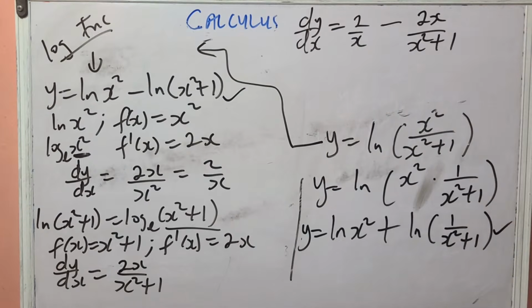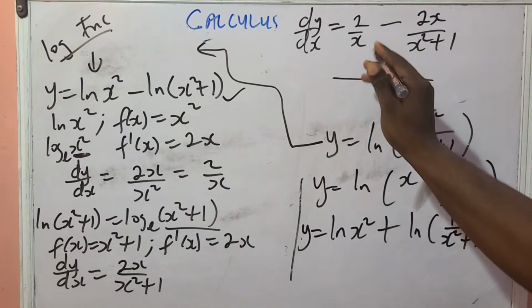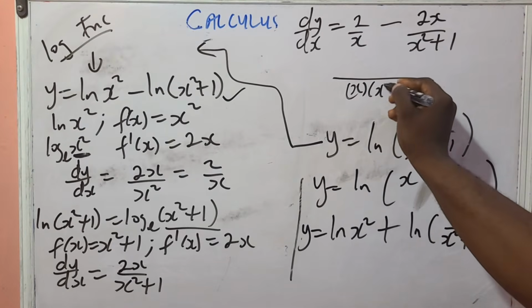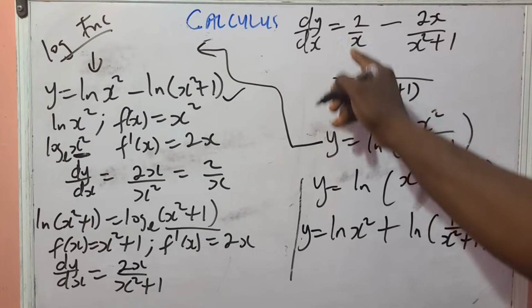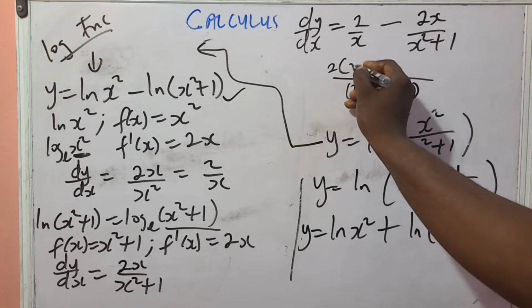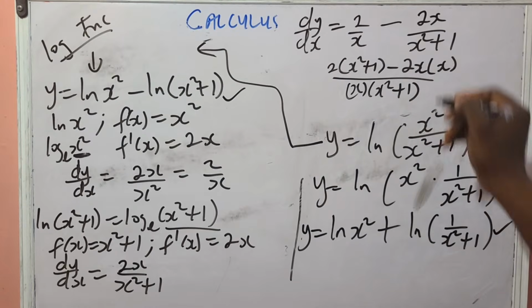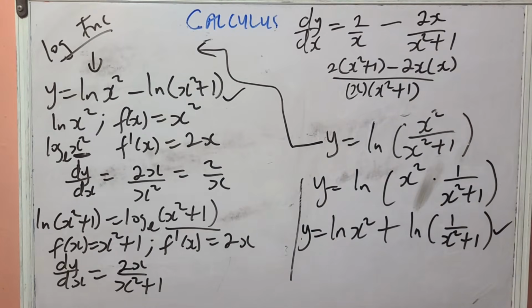All right, so this is where we are at, and then we can go on to find the LCM. That will be x and x squared plus 1. So when you do this, you'll be getting 2 into (x squared plus 1) minus 2x into x. So obviously, you can open this.